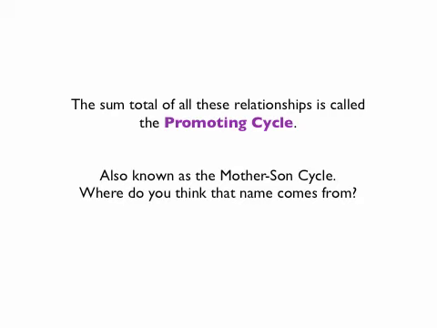So when you put all those piece by piece relationships together and you string them all together, water promotes wood, promotes fire, promotes earth, promotes metal, promotes water, back to the beginning. We call it the promoting cycle, sometimes called the mother-son cycle.